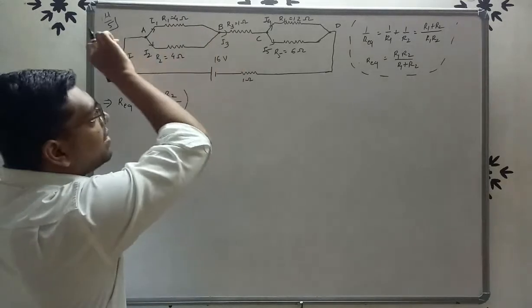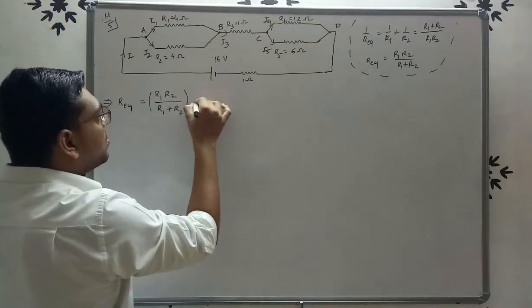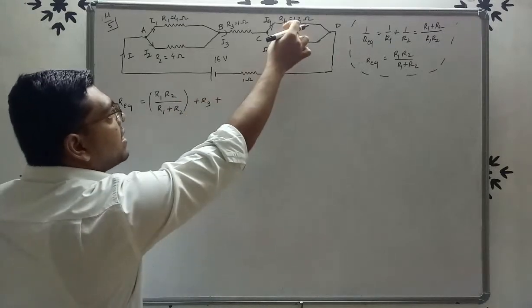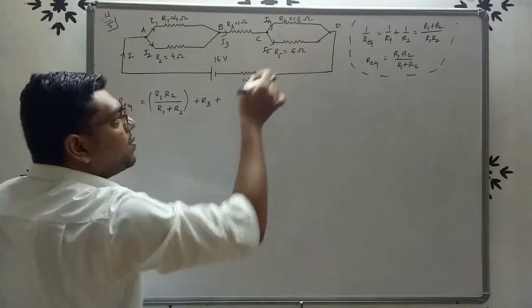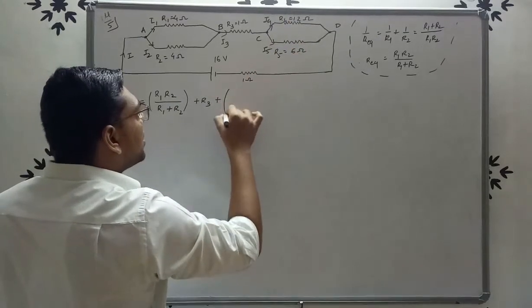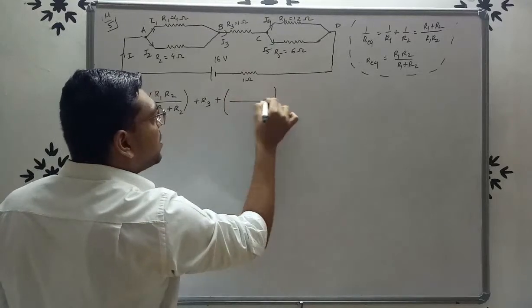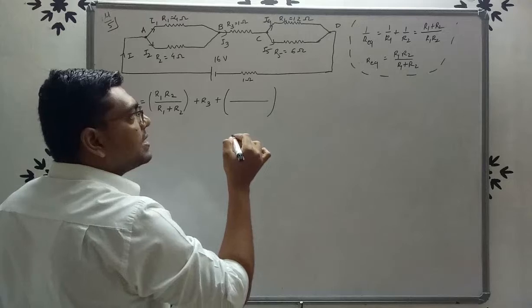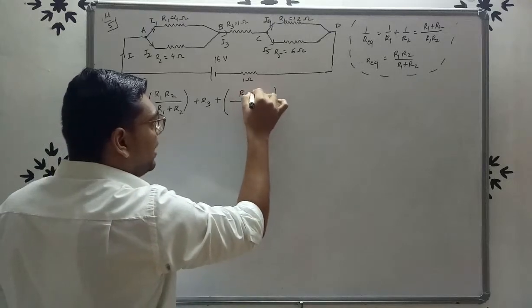Now this R3 will be in series, so in series plus R3 plus, now see here friends, R4 and R5 are in parallel. So R4 and R5 are in parallel. So the equivalent resistance will be, first of all, you have to do the multiplication of the resistances in the numerator. So R4 into R5.